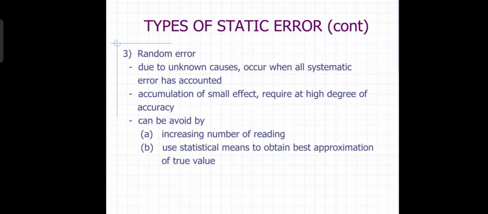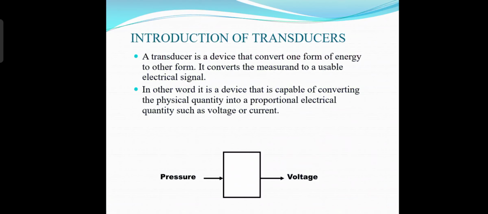We can avoid this error by increasing the number of readings, and we can use statistical means to obtain the best approximation of the true value. These errors are unpredictable and may or may not occur.